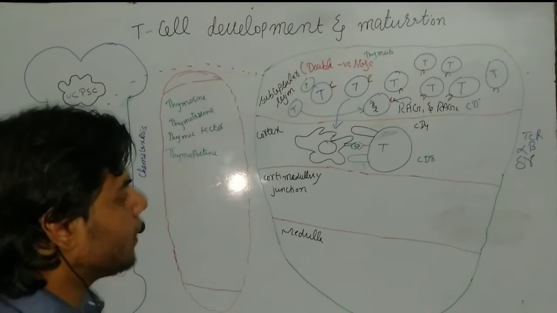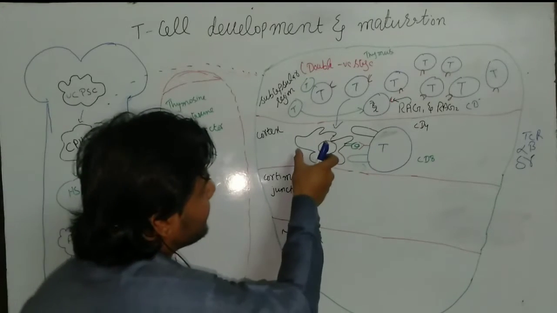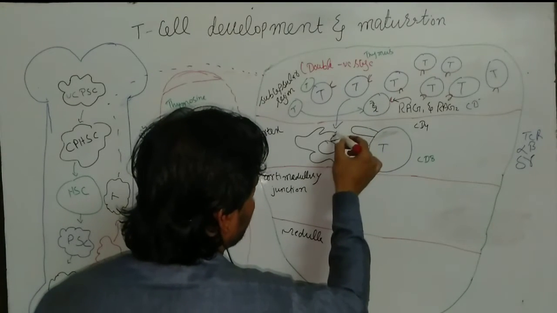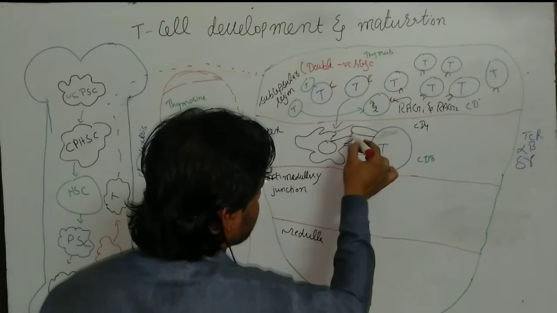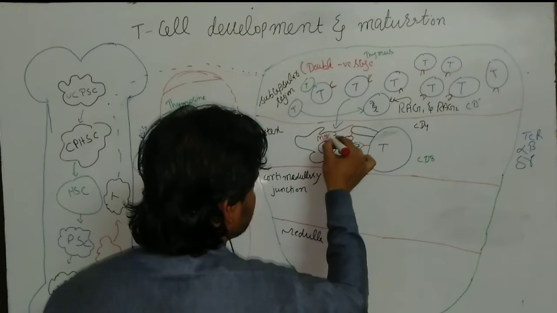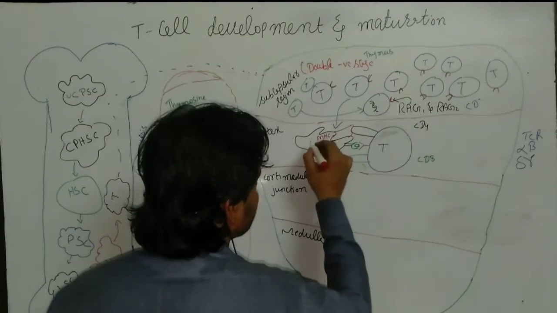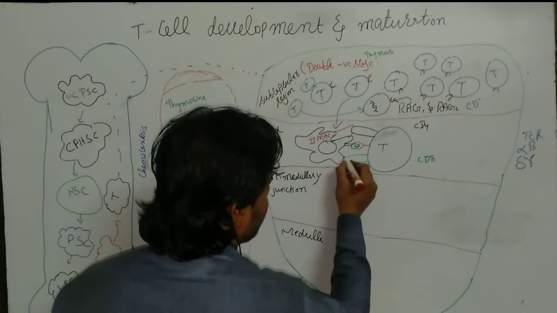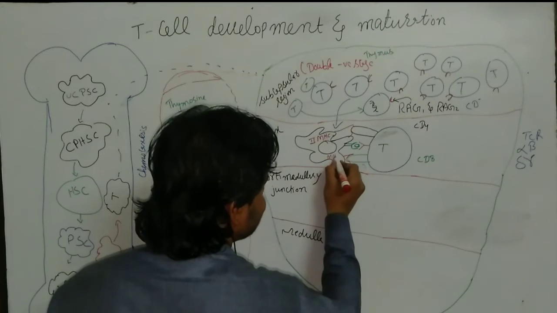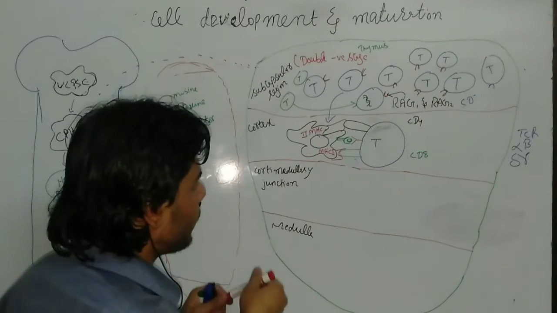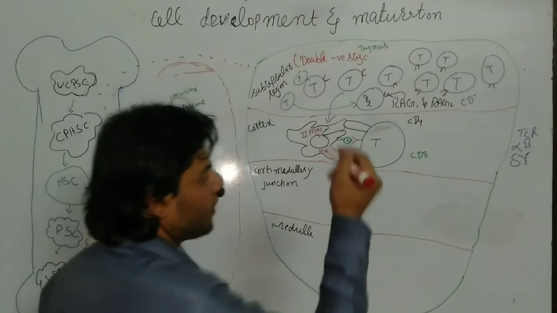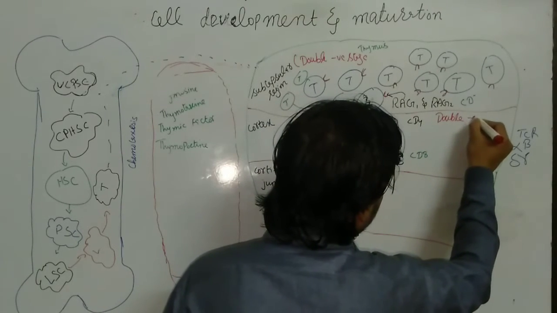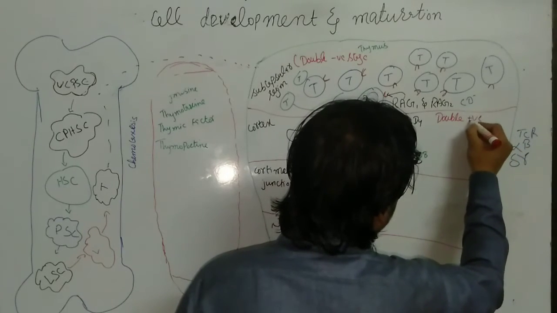Once they are expressed, what happens? This cell will also recognize the co-receptors of the T cell with the help of their own molecules, which we call MHC. If this is CD4, it will be recognized by the MHC2 molecule. And if this is CD8, it will be recognized by the MHC1 molecule. So now let me once again tell you what is going on in the second stage. I forgot to write, the second stage is called the double positive stage.